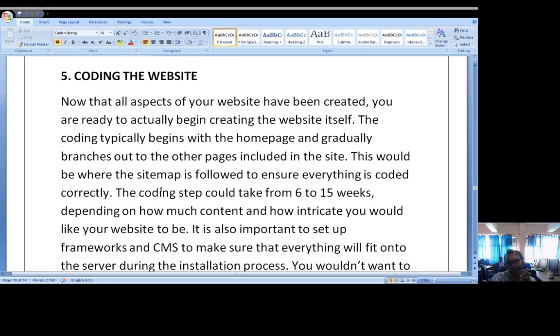Let me introduce this. For any website, we need to go for HTML, CSS, and JavaScript. HTML helps us with the structuring of the website.